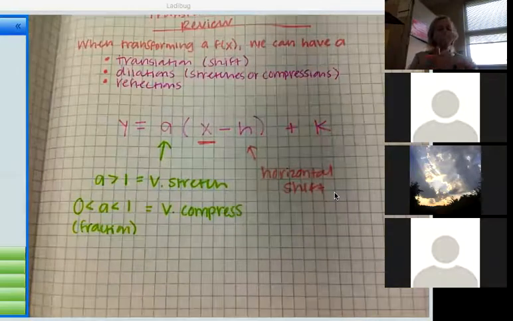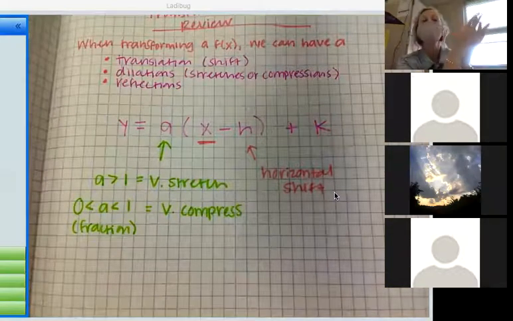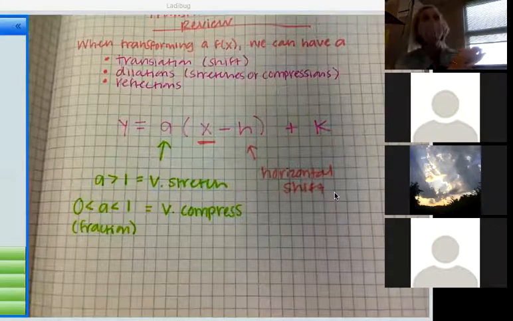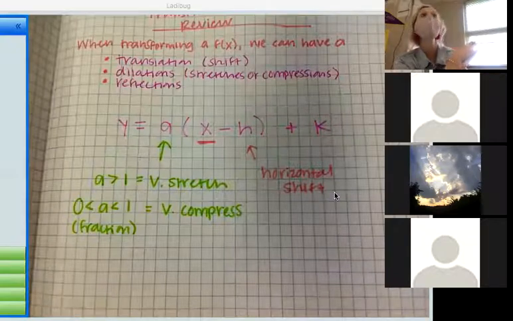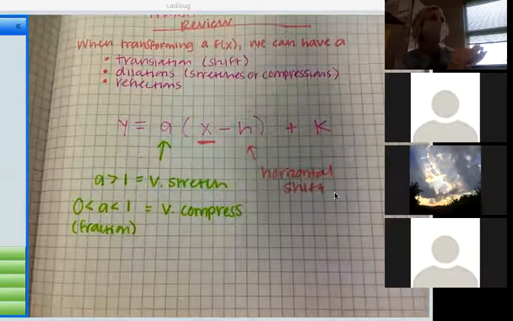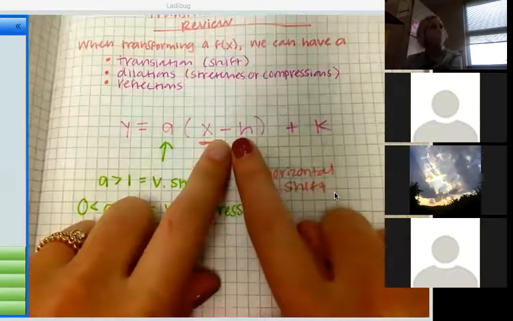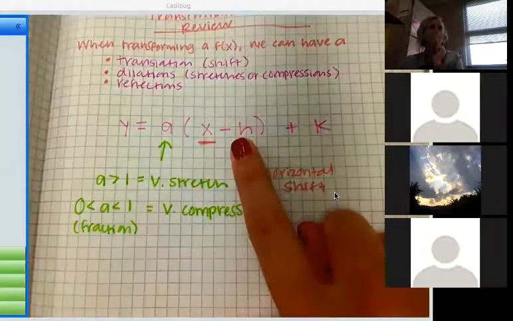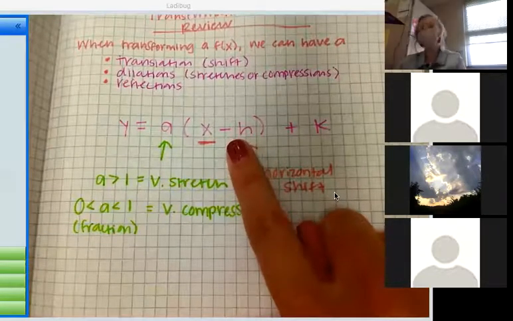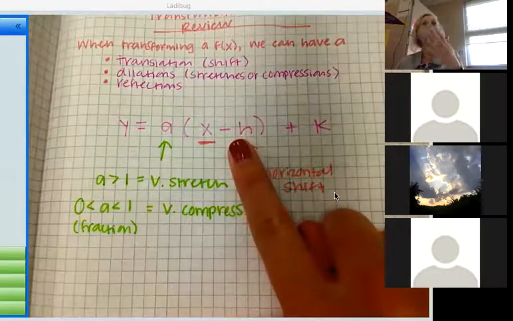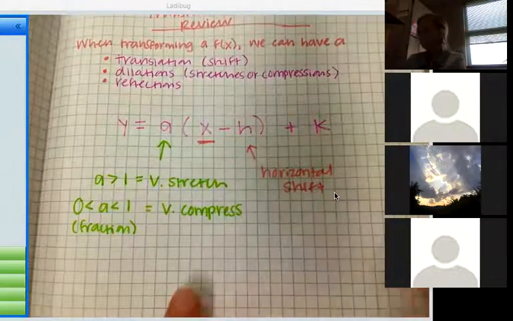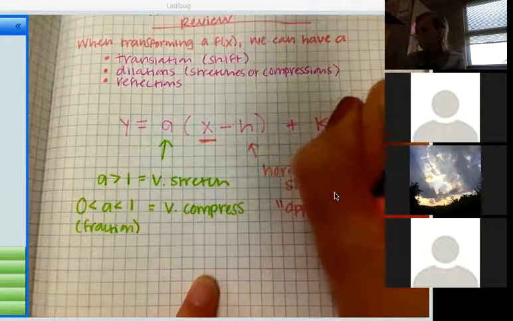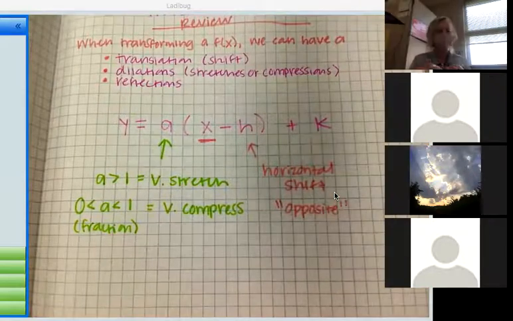He deserved it. So your ex, boyfriend, girlfriend, whoever, they are your ex because they probably did the opposite of what you wanted them to do, correct? And if they didn't do the opposite of what you wanted them to do, then you did the opposite of what they wanted you to do. Does that make sense? So if it says minus in here, where are we really moving it? To the right. If it says plus in here, where are we really moving it? Think about your ex. Your ex always did the opposite of what you wanted them to do. Does that make sense? So I need you to remember that your horizontal shift is always going to be opposite.